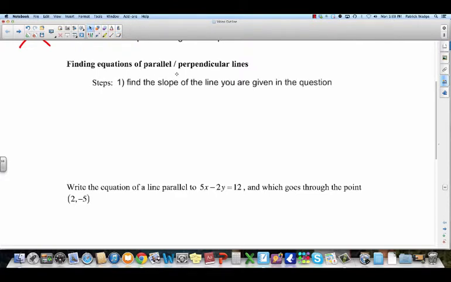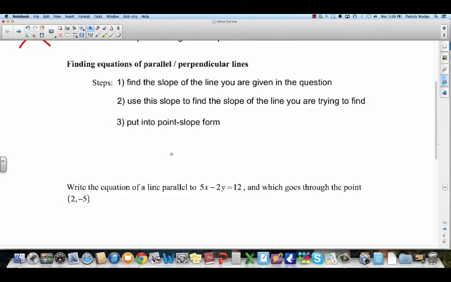The first step is you're going to find the slope of the line you're already given in the question. Then you're going to use that slope to find the slope of the line you're trying to find. Then you're going to put it into point slope form, and then you're going to switch it to slope intercept and/or standard form. Okay, so let's go through all those steps.